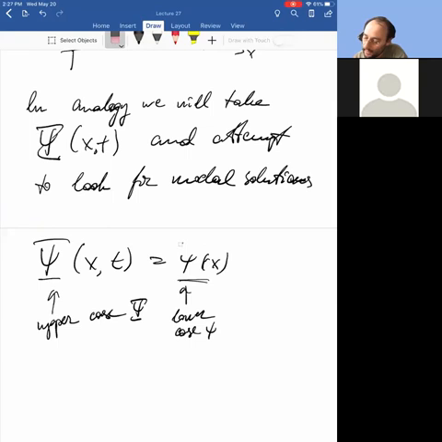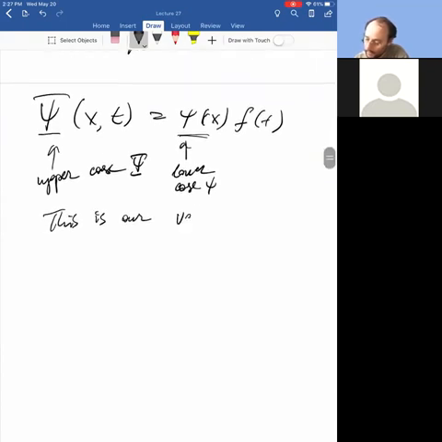Okay, is there a universally accepted letter for the temporal part? No, sometimes you just use F, okay? So here's our variable separable form.